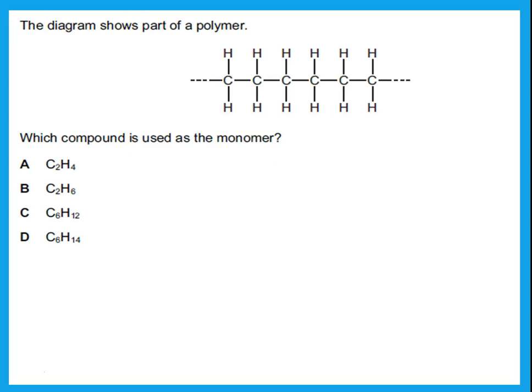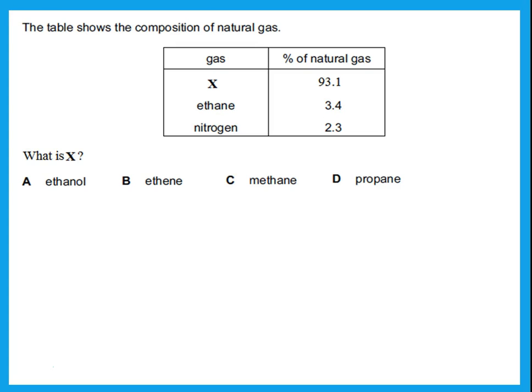The diagram shows part of a polymer. Which compound is used as a monomer? So again, we look at this compound. Where is the monomer? Well, it is this part that is repeated many, many times. Remove the bonds on either sides and put a double bond. So actually that is ethene. So that is the one that was a monomer for this polymer. The table shows the composition of natural gas. Remember, we said, what is the main constituent of natural gas?